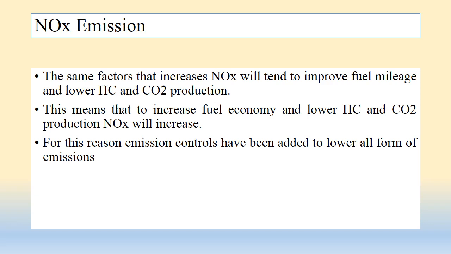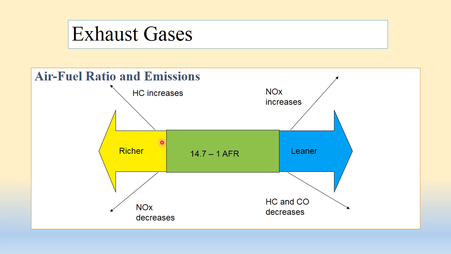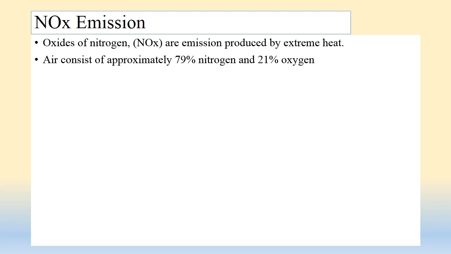If you see the figure, for a rich mixture, hydrocarbon emission increases while NOx reduces. When the mixture is lean, HC and CO decrease and NOx increases. In this manner, factors favorable to decrease HC and CO are unfavorable for oxides of nitrogen, or vice versa. Oxides of nitrogen also occur only in engine exhaust.